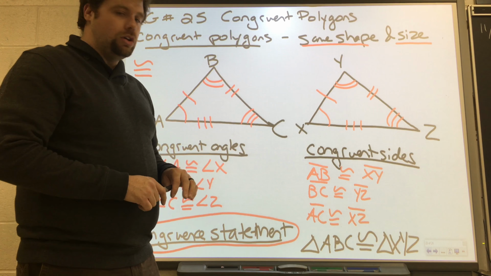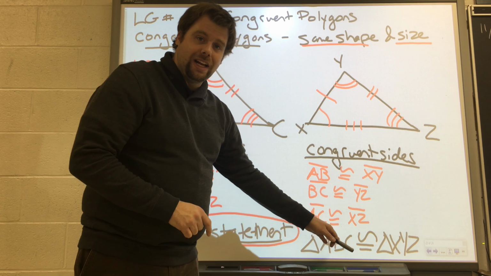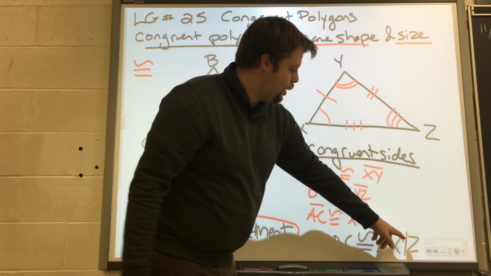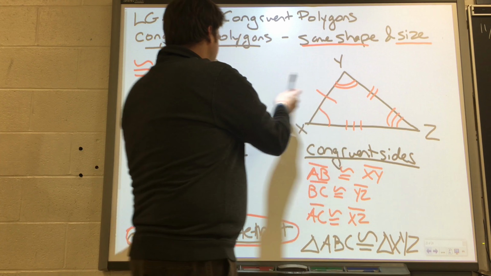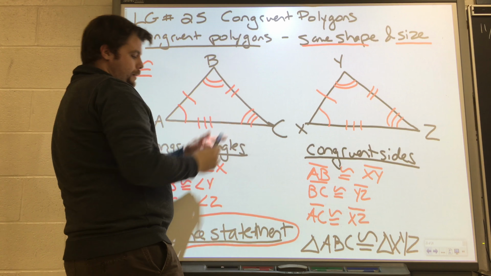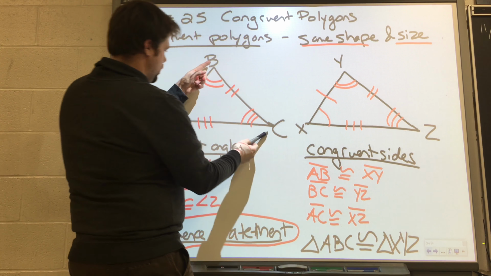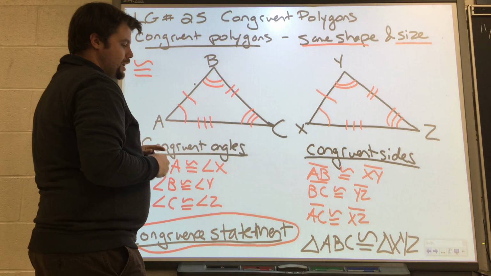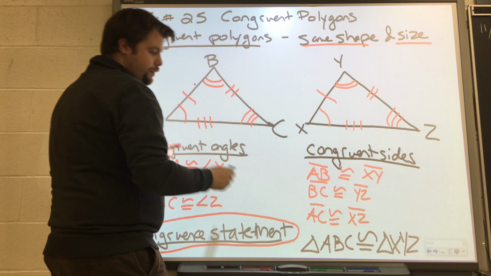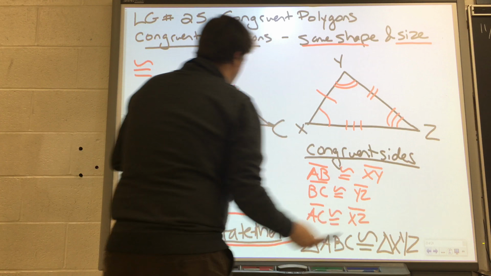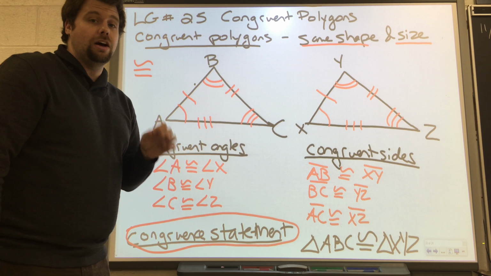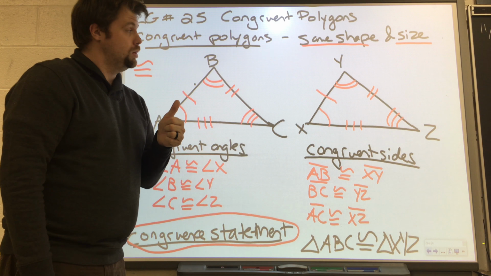And even if you look closely, you can see that A, B are right next to each other, side AB. X, Y are right next to each other, side XY. AB is actually congruent to XY. And BC here is congruent to YZ here. And then finally, AC, the first and the last, is congruent to XZ. AC, XZ. So the congruent statement tells you a lot of information.